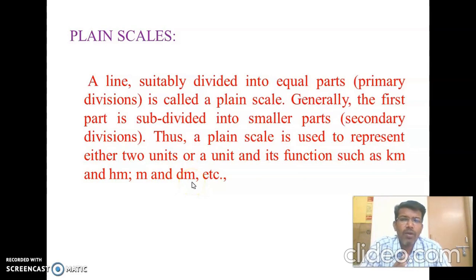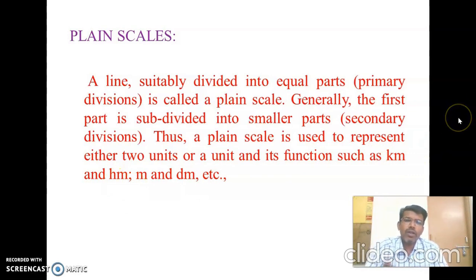So simply you have to remember that the first division is to be set as 0, and the right side of the 0 will be units and the left side of the 0 will be subunits. So here if you see meter and decimeter, meter is a unit and decimeter is a subunit. And here, kilometer is a unit and hectometer is a subunit. So 1/10 of the kilometer is nothing but hectometer, right?